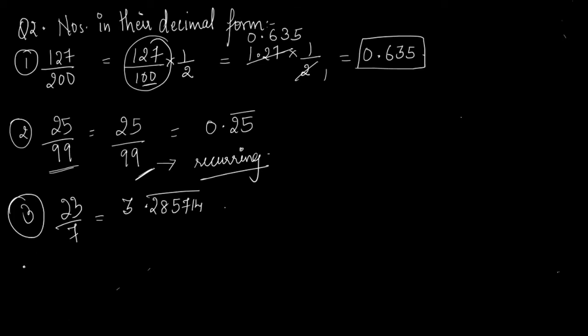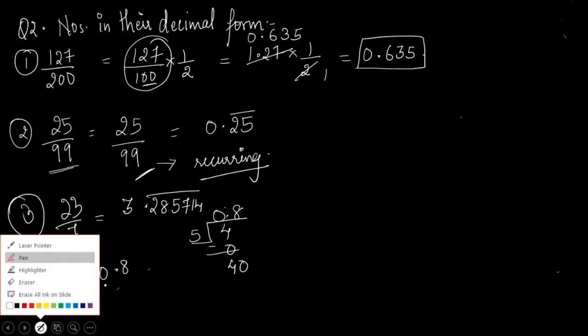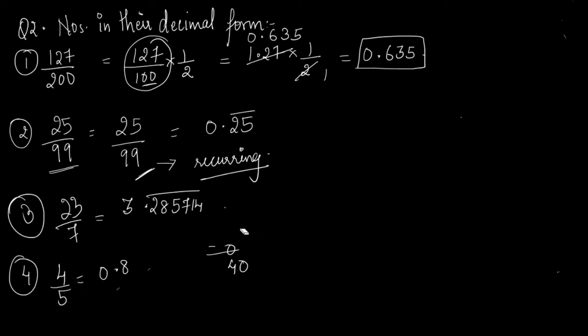Okay, sum number 4. Let's see what is our sum number 4 now. In sum number 4, they have given you: write 4 by 5 in its decimal form. Very easy, children. I can do it directly, but I'll just show it to you. 4 divided by 5, zeros are 0. So you get 4 decimal 0, 8. So what's your answer? 0.8. So this was a very easy sum, children. The answer is 0.8 and it is a terminating decimal fraction.